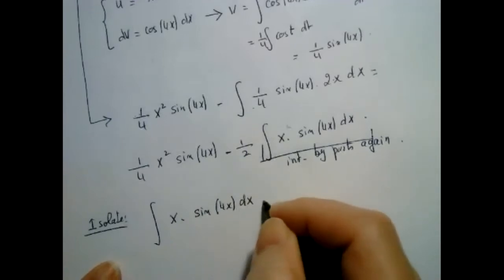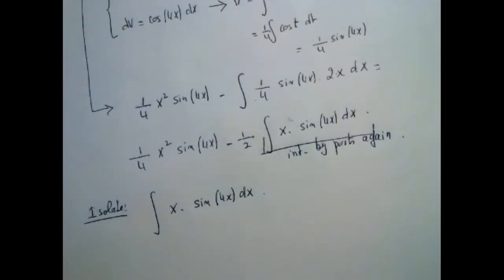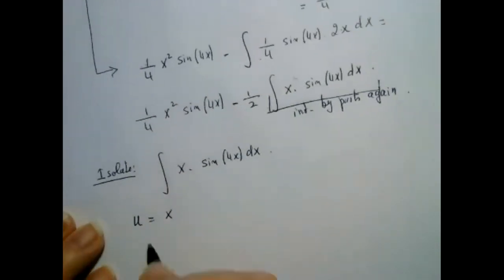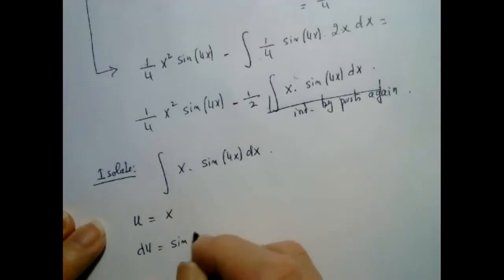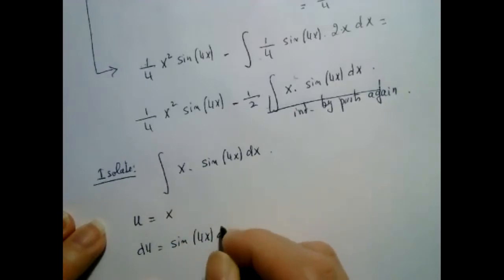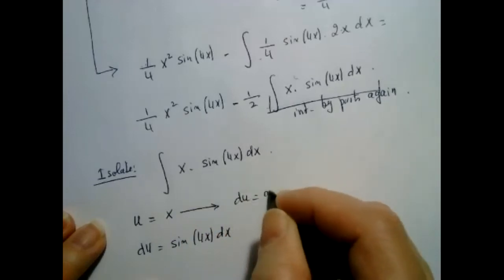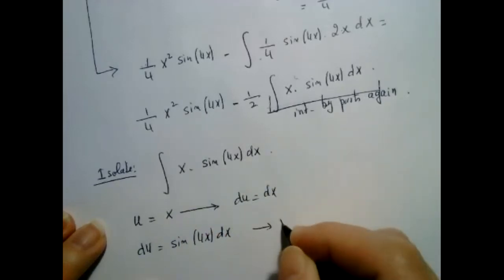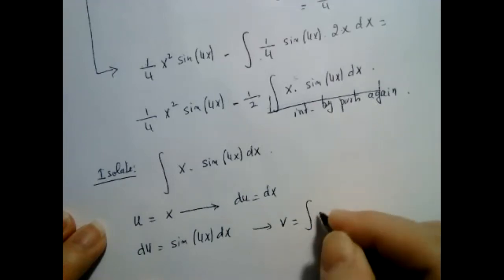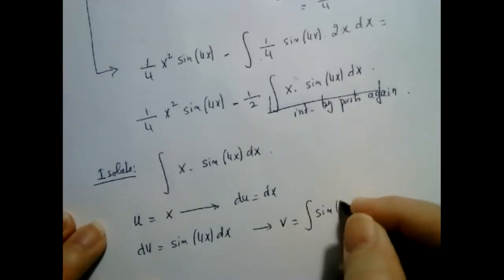Okay, now let us do that. So again, we're going to put my u. It's the same thing here. The u is going to be x, and the leftover would be the dv. So if u is x, du is dx. And this would give me v to be the antiderivative of sine of 4x.